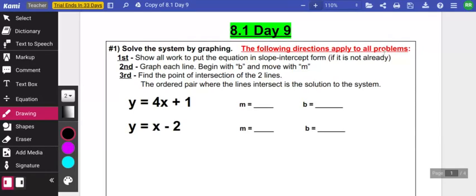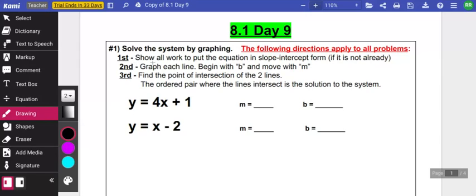Okay, I'm here in 8.1 day 9 CAMI assignment. We're going to solve 4 systems of equations by graphing. Here in number 1, these directions apply to all problems in this assignment. Okay, so they're not going to be listed in every problem, but they will be the expectation for each problem.